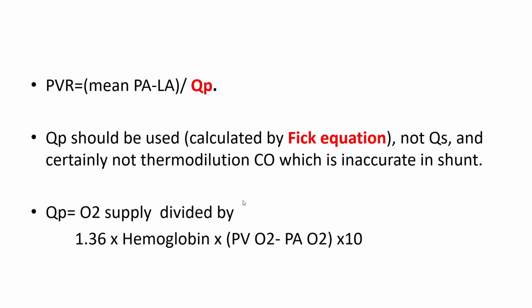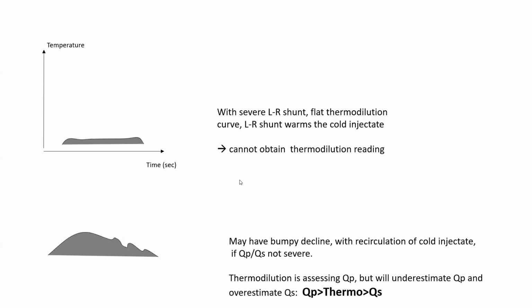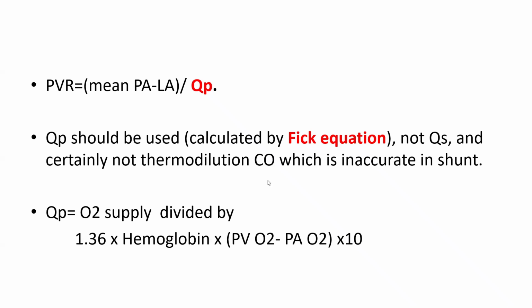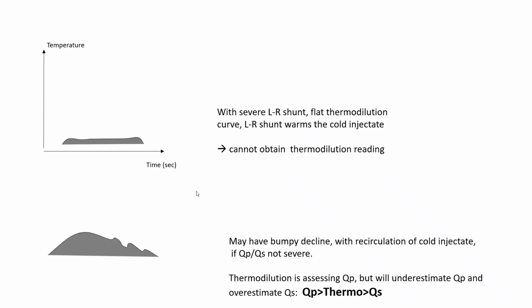We use that assumed Fick equation, but that's fine. That's the only way it can be done in most cath labs in the US, but do not use thermodilution cardiac output. Thermodilution cardiac output will be an attempt to assess QP. So if you use thermodilution, at least say I'm doing thermodilution QP. However, it's inaccurately assessing that QP for two reasons. Whatever cold injectate you're injecting, it's going to go in the right chamber, then recirculate.